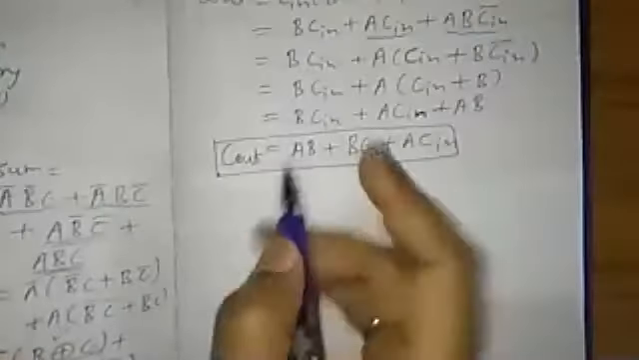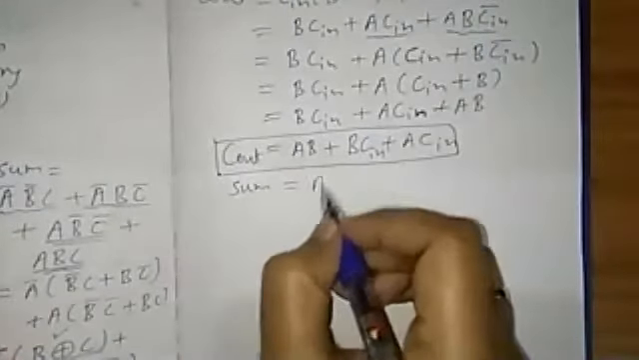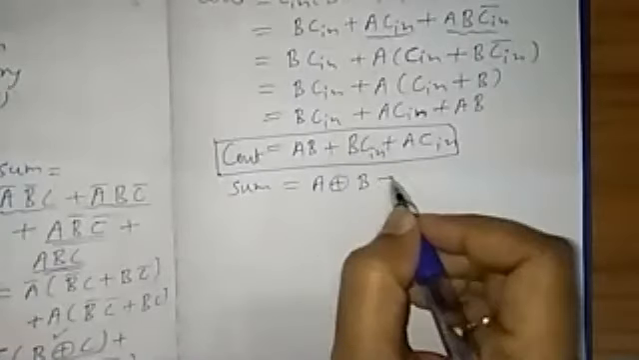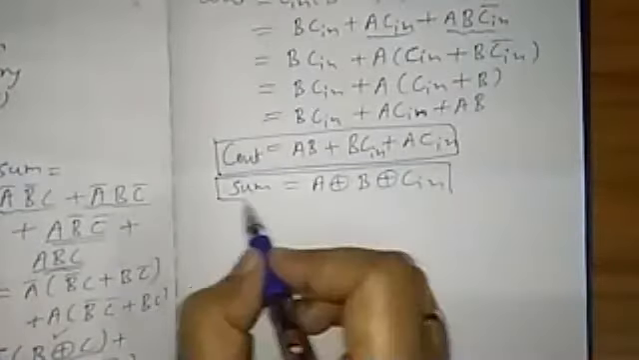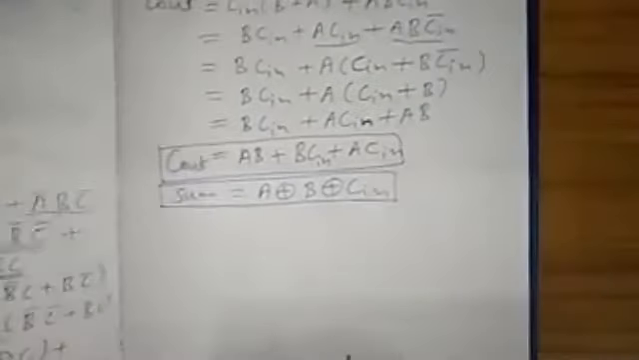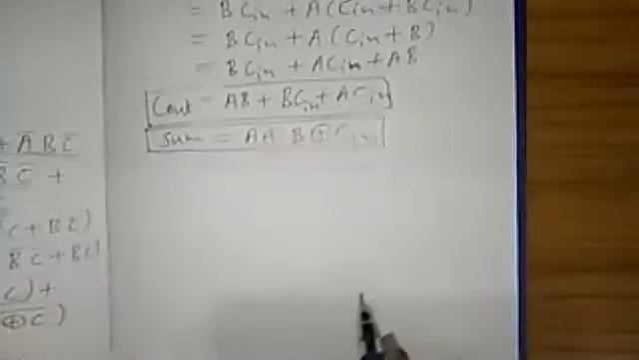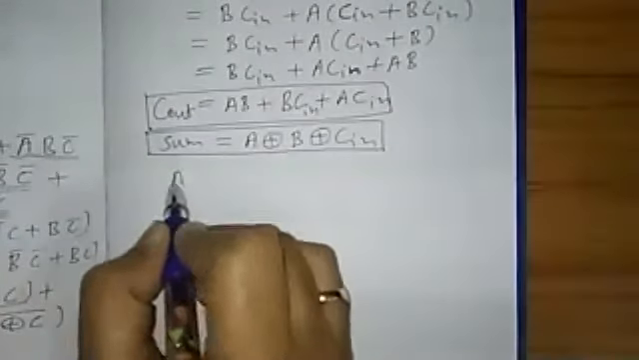And one more expression we got as a sum. I will write again here. Sum is equal to A XOR B XOR Cin. This is the sum for the full adder. Now therefore, if I want to draw the logic diagram, it will be like this.